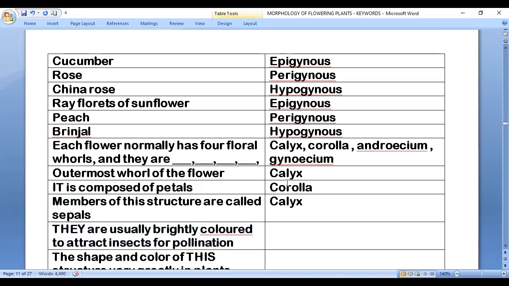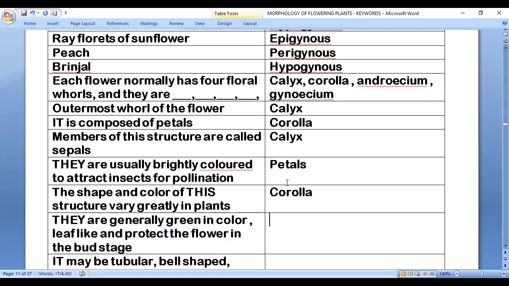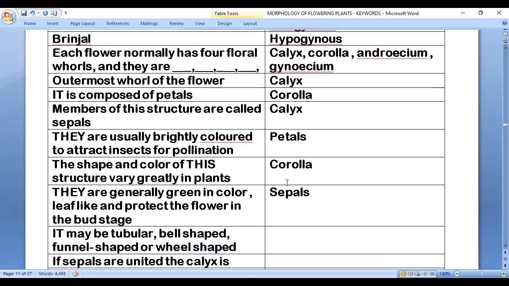Petals are usually brightly colored to attract insects for pollination. The shape and color of the corolla vary greatly in plants. Sepals are generally green in color, leaf-like, and protect the flower in the bud stage. The corolla may be tubular, bell shape, funnel shape, or wheel shape.